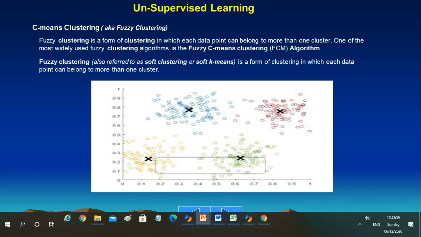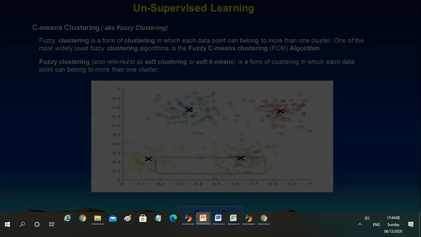C-means clustering, aka fuzzy clustering. Fuzzy clustering is a form of clustering in which each data point can belong to more than one cluster. One of the most widely used fuzzy clustering algorithms is the fuzzy C-means clustering, or FCM. Fuzzy clustering, also referred to as soft clustering or soft K-means, is a form of clustering in which each data point can belong to more than one cluster.